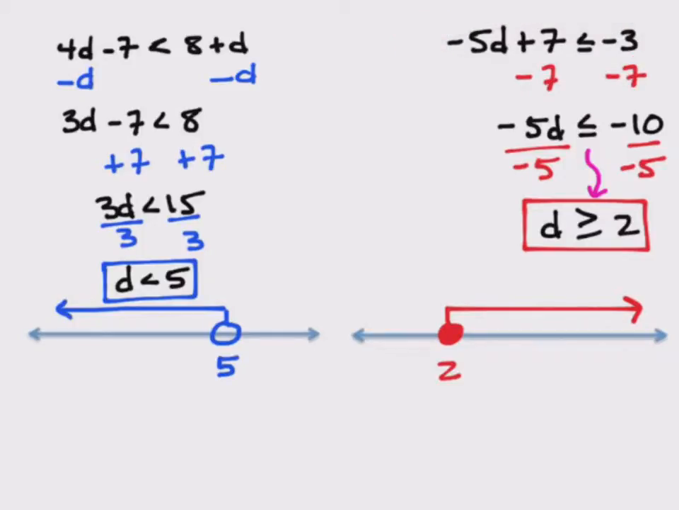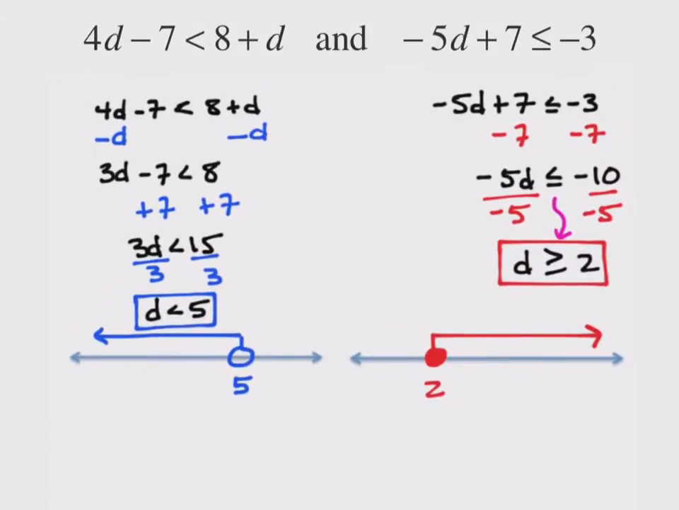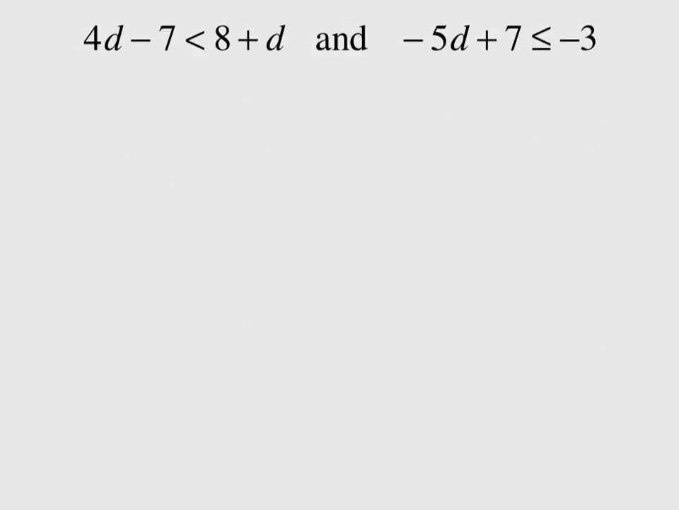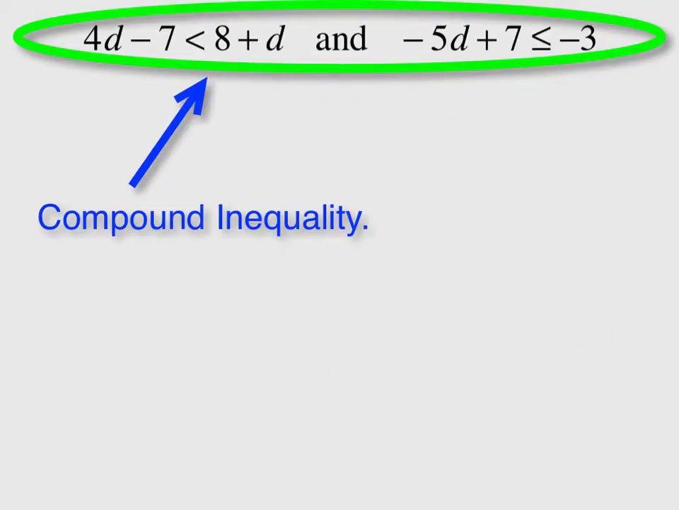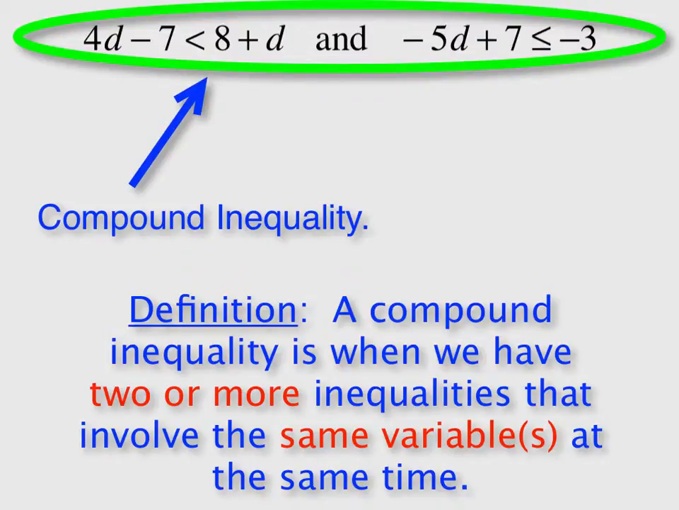But what happens when we are faced with an inequality like 4d minus 7 is less than 8 plus d and negative 5d plus 7 is less than or equal to negative 3? Such an inequality is called a compound inequality. And what is a compound inequality? A compound inequality is when we have two or more inequalities with the same variables at the same time.